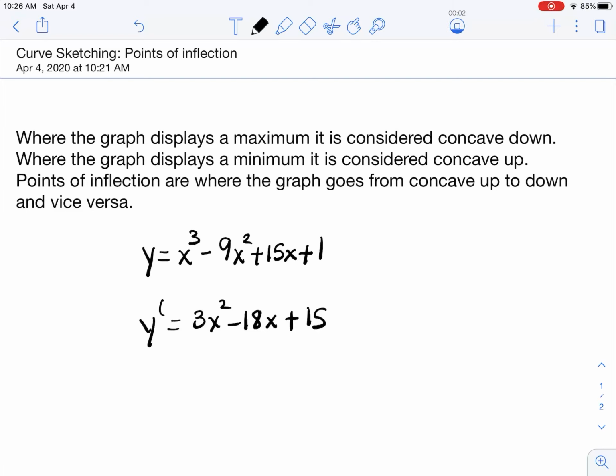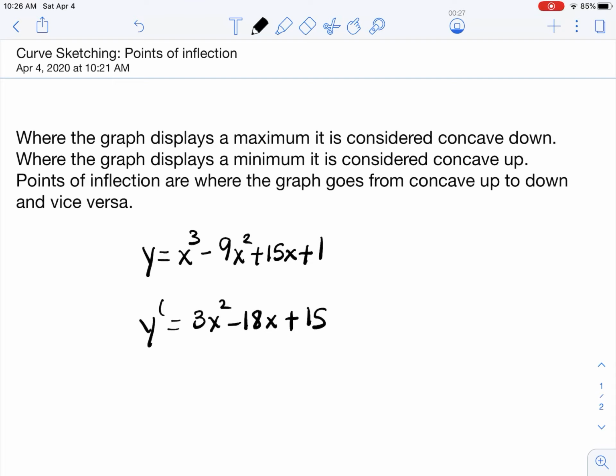Okay, so welcome to step 4, and in this step we are going to calculate the points of inflection. I've got a little blurb written here, so let's take a look at it. Where the graph displays a maximum, it is considered concave down. Where the graph displays a minimum, it is considered concave up. Points of inflection are where the graph goes from concave up to down and vice versa.